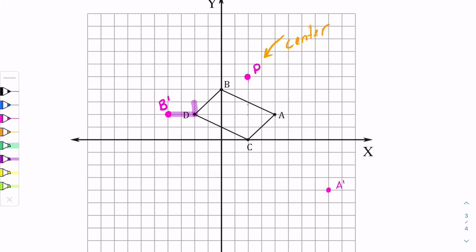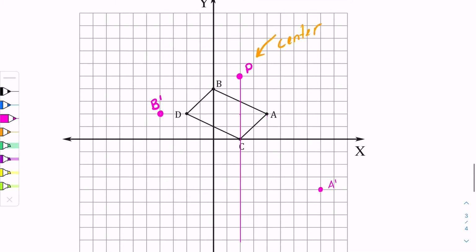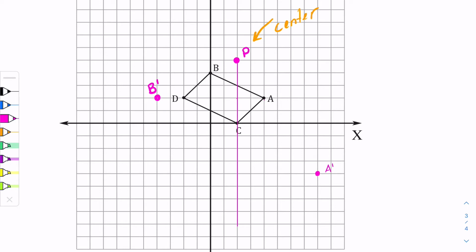Repeat this process with point C. Point C is actually a straight shot, so from P through C, that's a straight line. Let's just count the distance down to point C. We have 1, 2, 3, 4, 5. That's going to be the first one. We're going to repeat that. So 1, 2, 3, 4, 5, that would be the second. And then 1, 2, 3, 4, 5. So point C actually ends up being right here at the bottom of the graph. That's C prime for our image point.